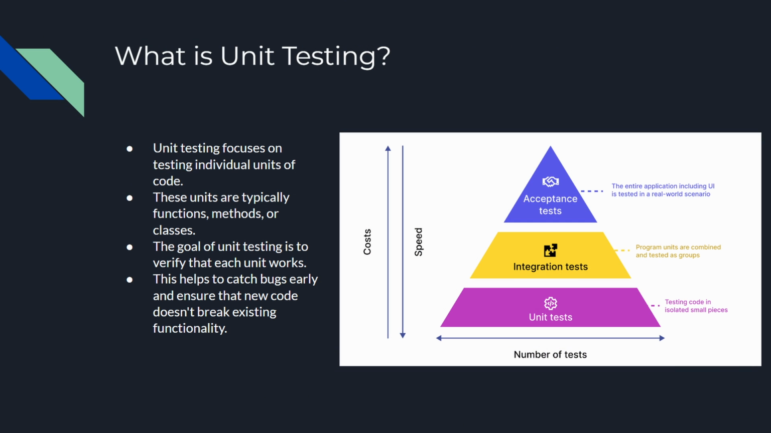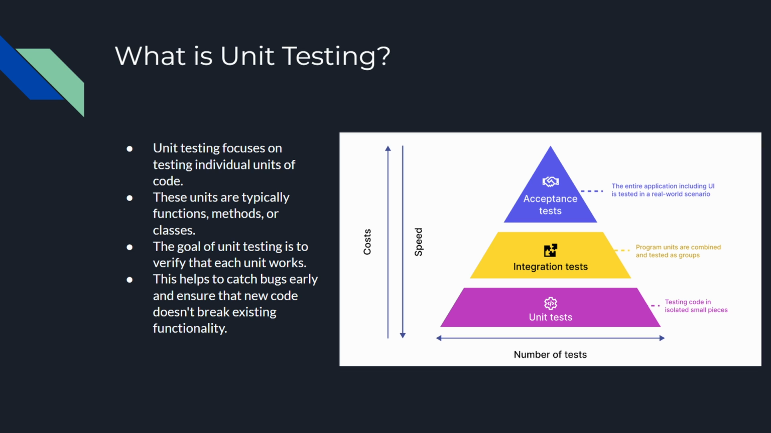First off, we've got to talk about what unit testing is. Unit testing basically focuses on testing the code itself. These unit tests are usually for functions, methods, or classes that exist inside of your code. The whole goal of unit testing is to verify that each section works. Typically people think unit testing is a giant waste of time, and in some cases it is, in some cases it isn't. It really just depends on how you unit test.